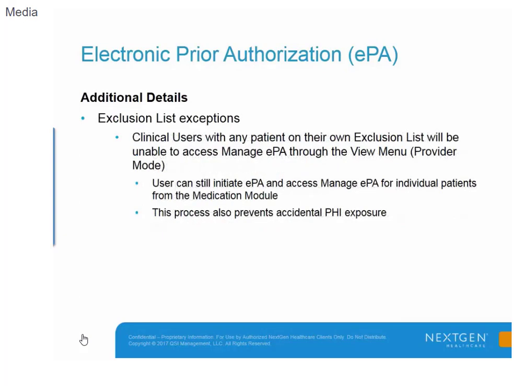Also, clinical users that have an exclusion list can't access the Manage EPA from the View menu. That's the provider mode. So anybody who has an active exclusion list, even if it's not for that patient, can't get to the provider view, which shows you multiple patients. That's because you can't filter out those restricted patients. It's a SureScripts web service tool, so they don't honor our exclusion lists through their service. Therefore, you would only be able to get to it through the medication module, which is the patient mode, and that's okay because as long as they're in that chart, that means that's not part of their exclusion list. So again, it's to prevent accidental PHI exposure.